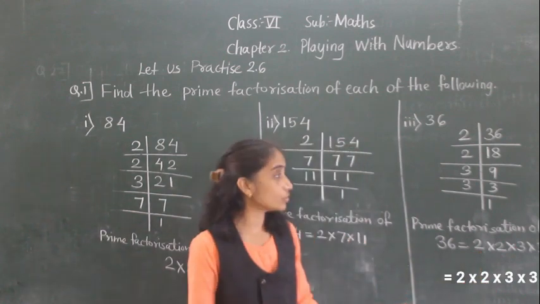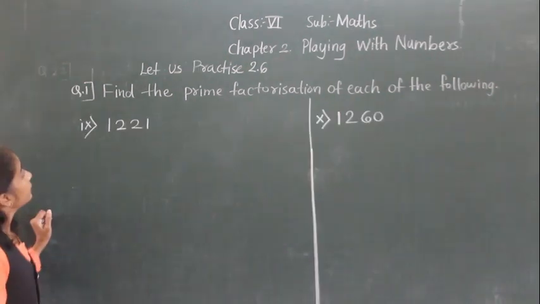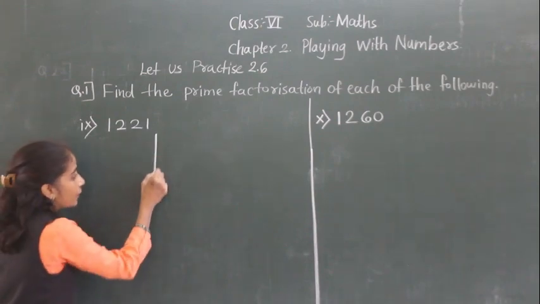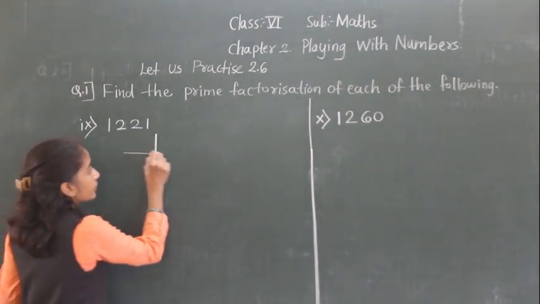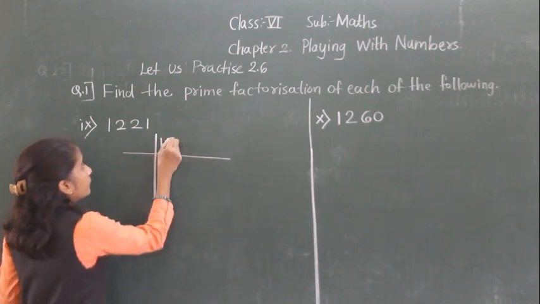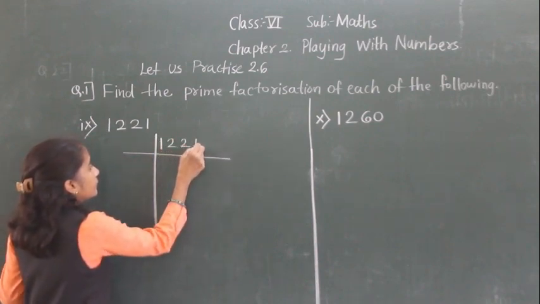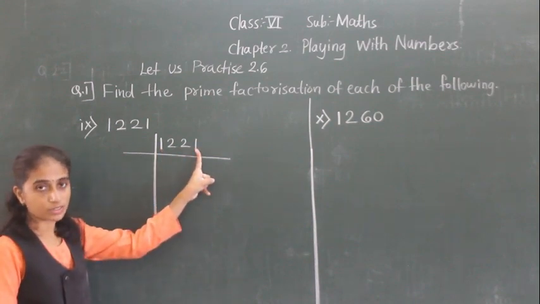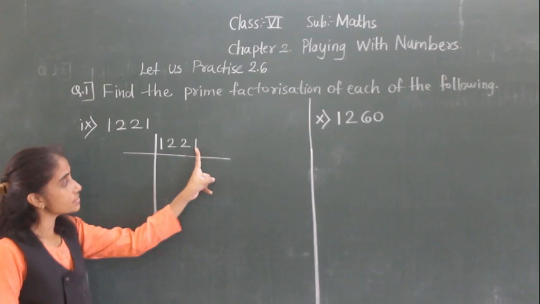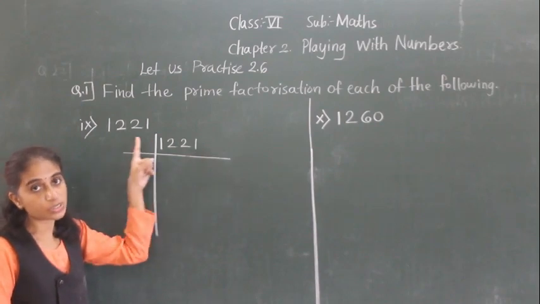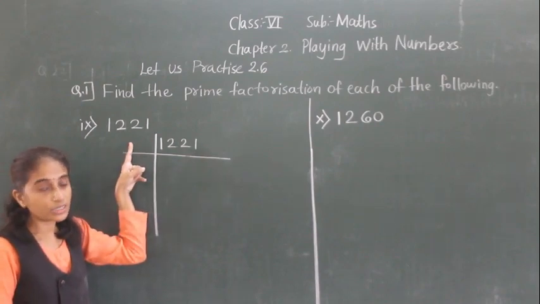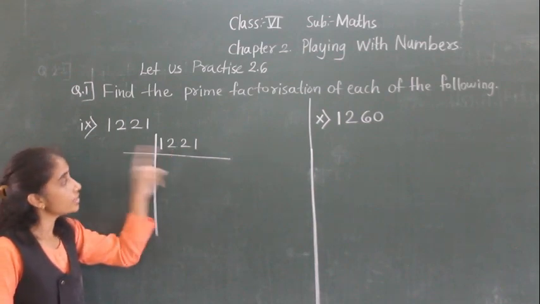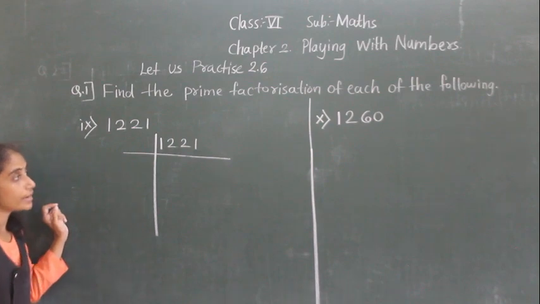Everyone understood how to do the prime factorization? Question number 9. We'll find the prime factors for this. Now if you observe this number, it is not an even number. See, the first place here is 1, it is an odd number, so it is not divisible by 2. So let's check by 3.